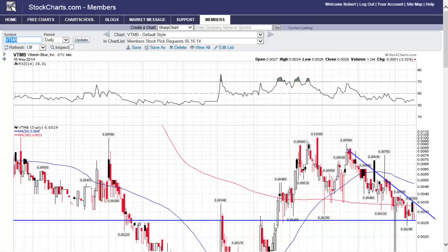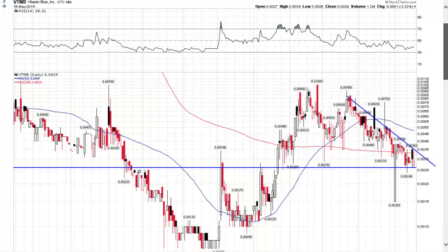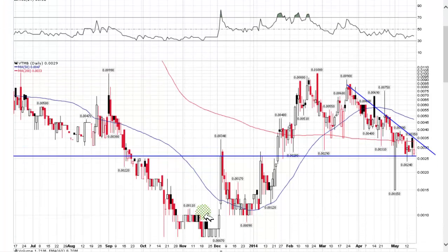VTMB, this is for fellow member Ron and Christine. This is one of our more popular symbols. This is our 2014 penny stock pick of the year. We booked 760% profit or 750% profit earlier in the year, and then we traded again for 70% profit. This is when the microcaps were in favor. They have not been in favor, but it's still a very popular symbol with our members.